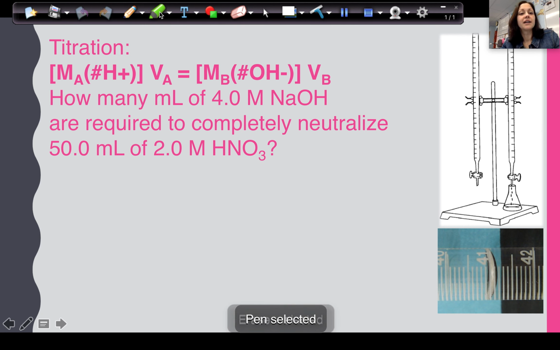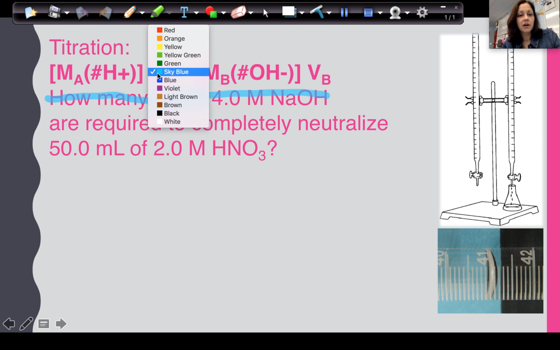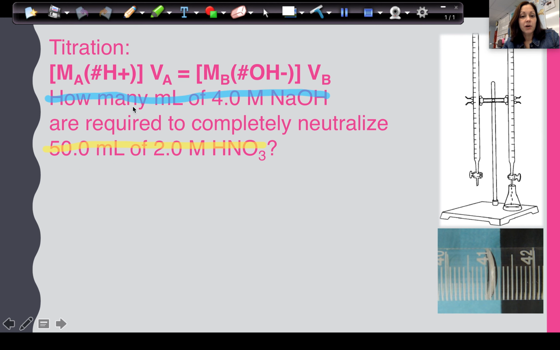But you'll recognize the question because it'll say something like, how many liters of 4 molar NaOH are required to completely neutralize 50 milliliters of 2 molar... The two will be connected by the word "of." So how many milliliters of 4 molar? That means that the 4 molar goes on the side of the X. These happen to be the base numbers, so that's why I put them on the right, but it doesn't matter which side you put them on.